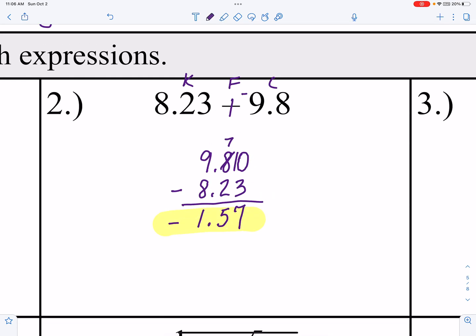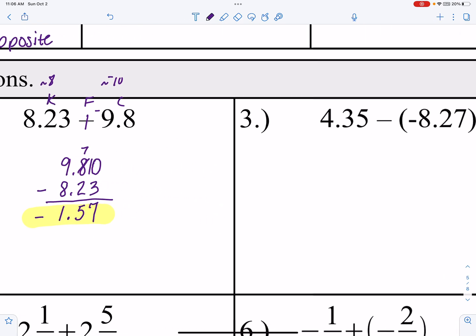Let's check for reasonableness. And so I know that this is approximately 8, this is approximately 10, and so it makes sense that different signs subtract. 10 minus 8 is 2, and so negative 2 is definitely close to that, so that makes sense.